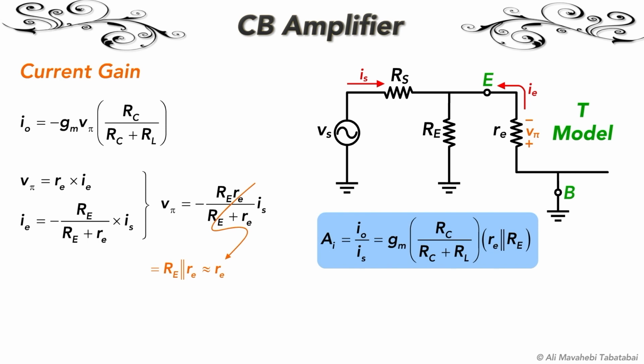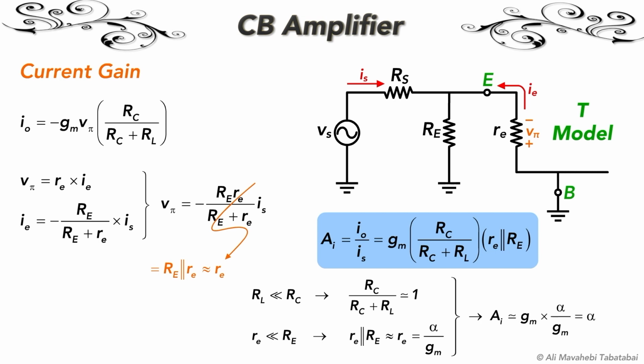In most applications, we intend to deliver high current to the load, so resistor Rc is chosen much larger than the load resistance. Also, the parallel combination of resistors small re and capital Re is approximately equal to a small re, which is equal to alpha over Gm. So the current gain of a common base amplifier is slightly less than 1.